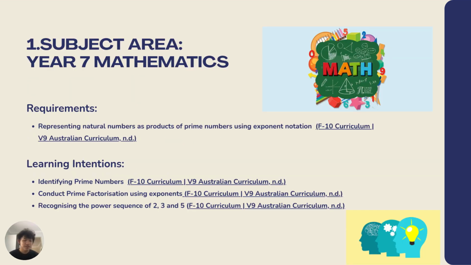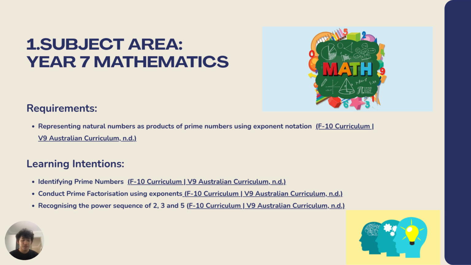So for content, this lesson addresses the Australian curriculum content descriptor AC9M7N02 for Year 7 Mathematics, which requires students to represent natural numbers as products of prime numbers using exponent notation. In this lesson, the students will be taught to identify prime numbers and use them to factorize natural numbers.